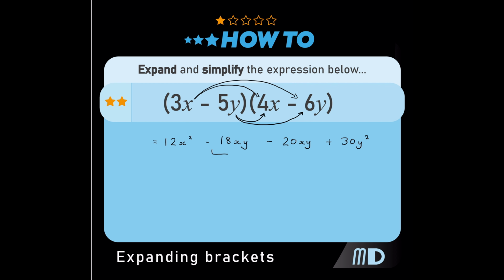and minus 18xy minus 20xy is equal to minus 38xy. So the simplified expression is 12x squared minus 38xy plus 30y squared.